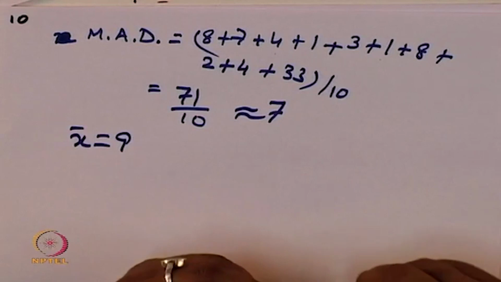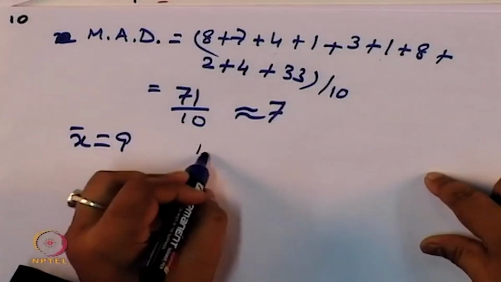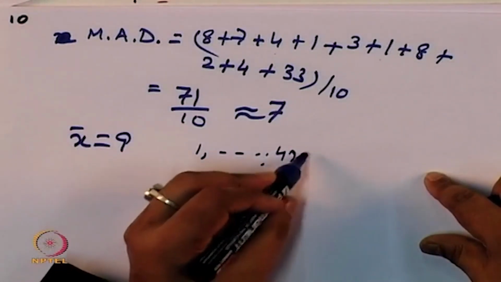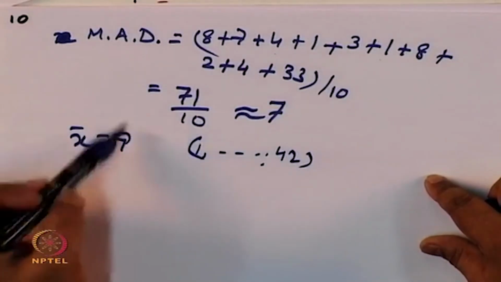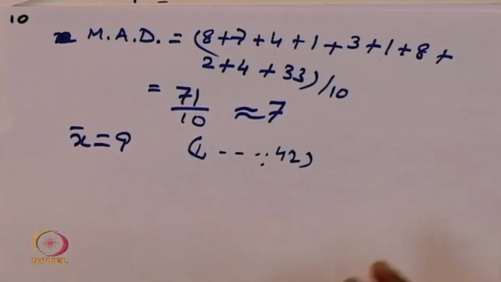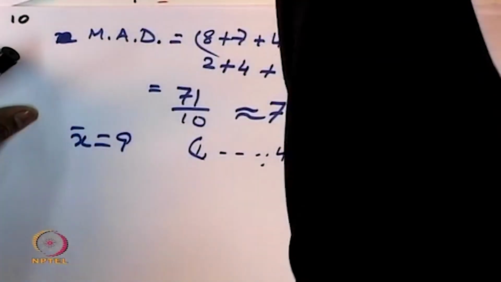This is because your values ranged across a wide range from 1 all the way to 42. So when your x bar and this mean absolute deviation are comparable, that means you have a wide heterogeneity in your data. So the most widely used metric, as a sign of deviation, as a mark of variance, is standard deviation.